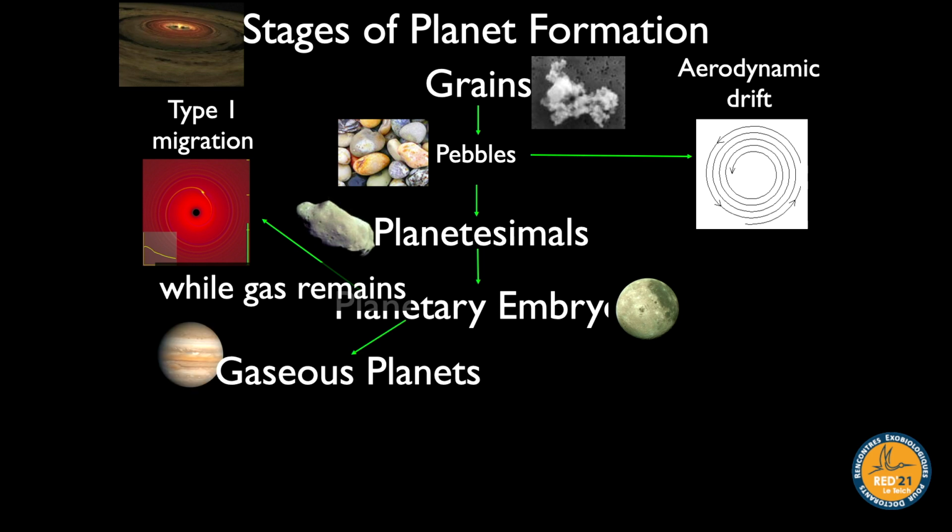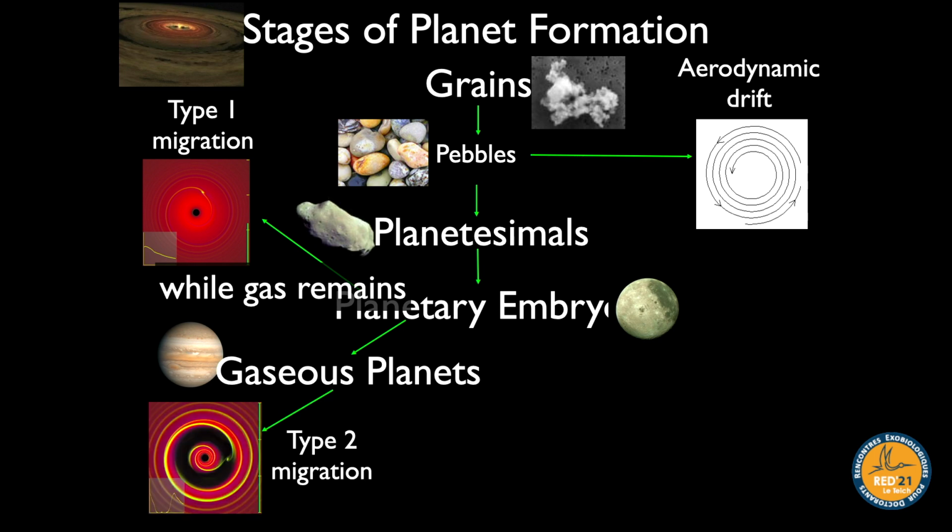While there's still gas in the disk, large enough planetary embryos or cores can also grow into gaseous planets like Jupiter. And those can also migrate, and they can transition to a different type of migration that we usually call type 2, where there's still some pretty density waves, but instead of being embedded within the disk, the planet has basically carved a gap, an annular gap within the disk.